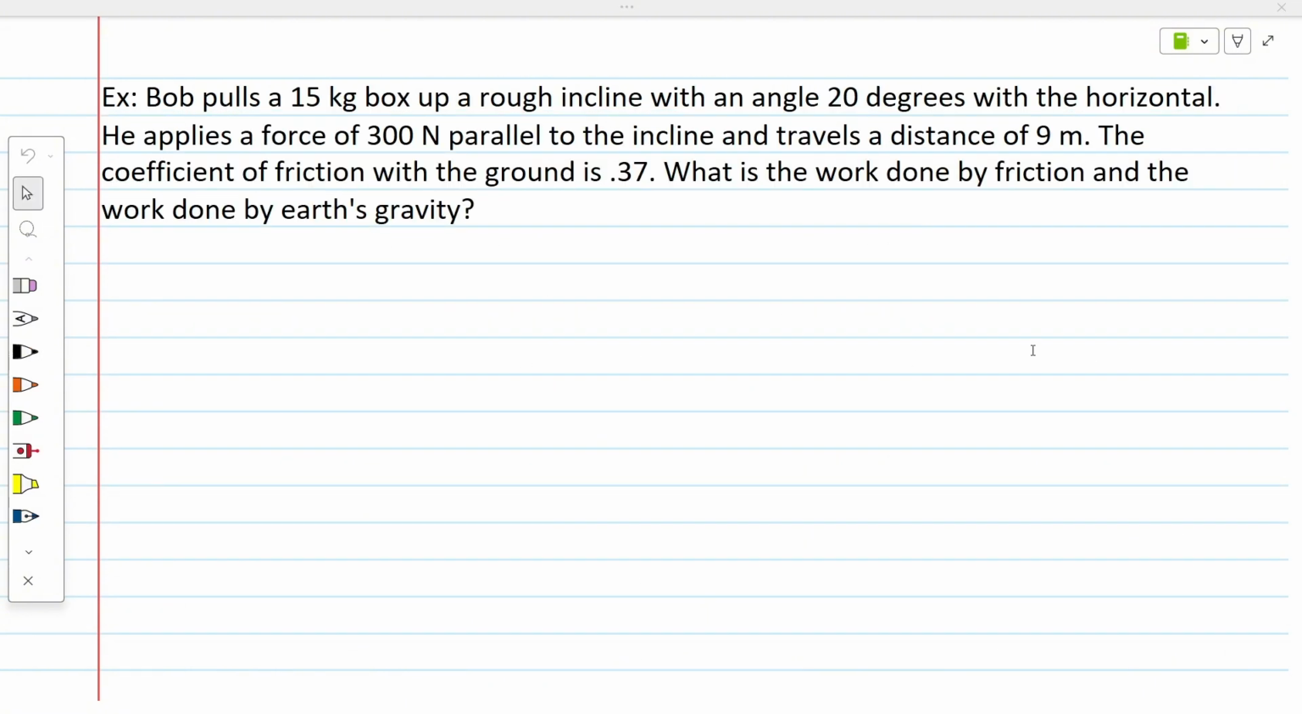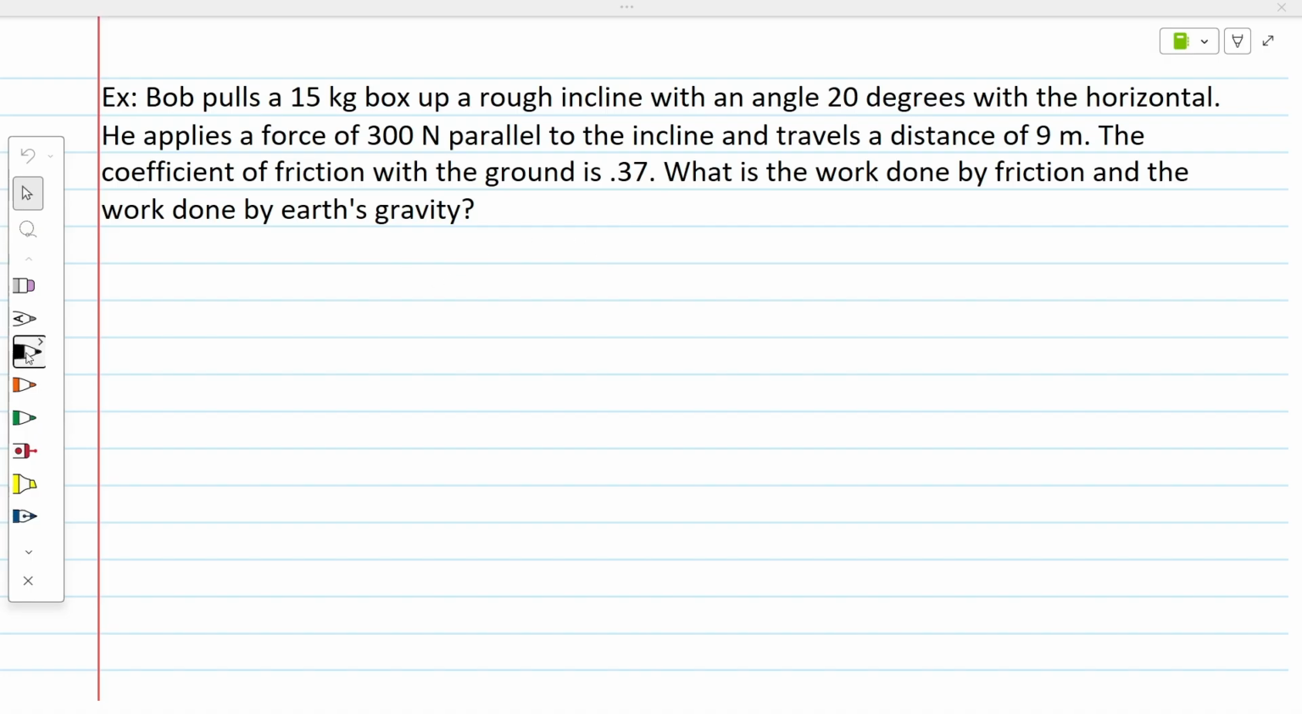Alright, let's do one last example here. Bob pulls a 15 kilogram box up a rough incline with an angle of 20 degrees from the horizontal. He applies a force of 300 newtons parallel to the incline and travels 9 meters. The coefficient of friction is 0.37. We want to find the work done by friction and the work done by gravity.